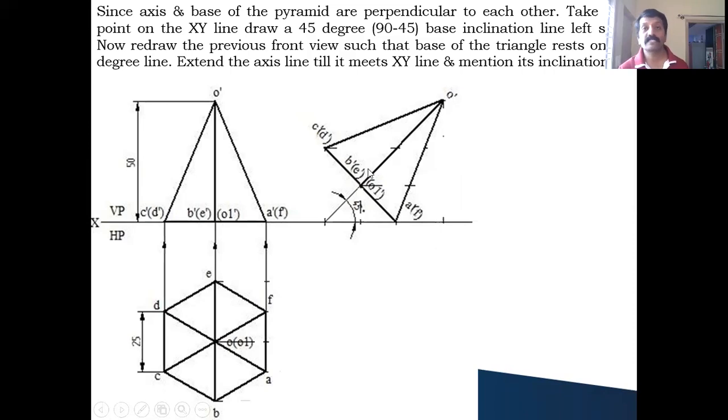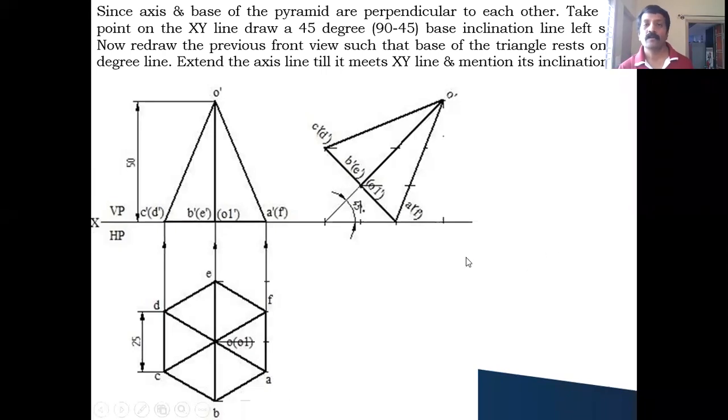After this, you extend this axis line till it meets the XY line and measure it, and write that it has to be 45 degrees, because the axis inclination is always given with respect to the axis. You have to show the axis inclination. Okay, so this completes your front view.